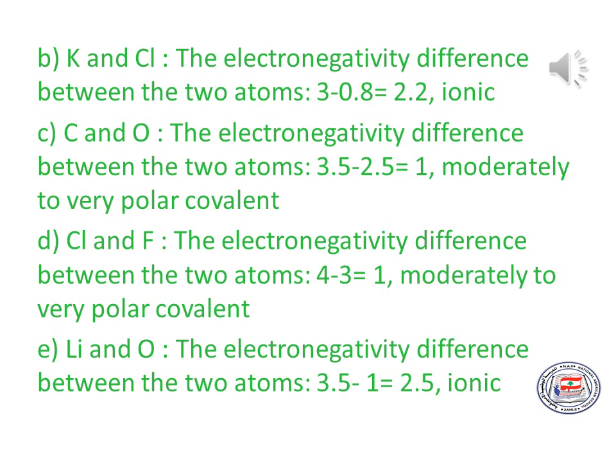Part D, chlorine and fluorine. The electronegativity difference between the two atoms is 4 minus 3 equals 1. So the type of bond is moderately to very polar covalent. Part E, lithium and oxygen. The electronegativity difference between the two atoms, 3.5 minus 1 equals 2.5. So the type of bond is ionic.